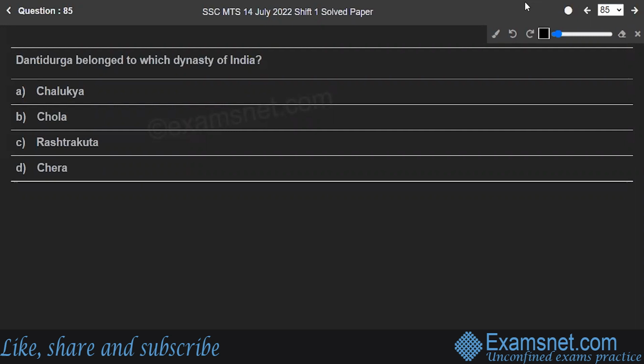Question number 85. Dantidurga belonged to which dynasty of India? Chalukya, Chola, Rashtrakuta, or Chera? Well, Dantidurga, who ruled from 735 to 756, was the founder of the Rashtrakuta dynasty. Dantidurga became the founder after defeating the Badami Chalukya king Kirtivarman II in 753 CE.